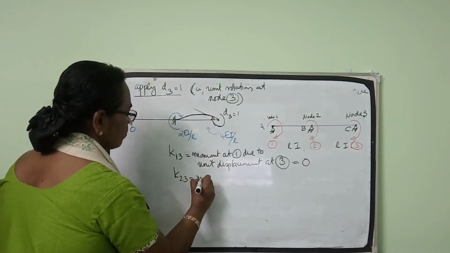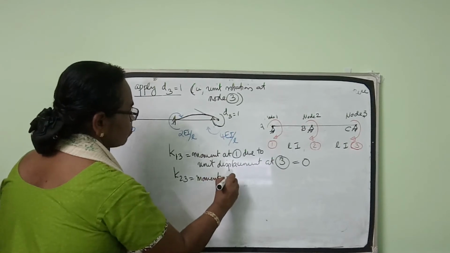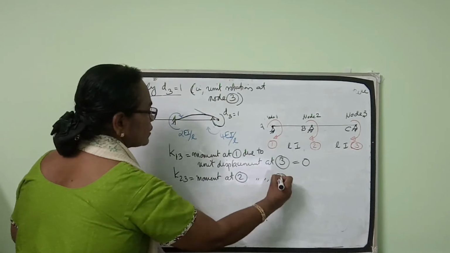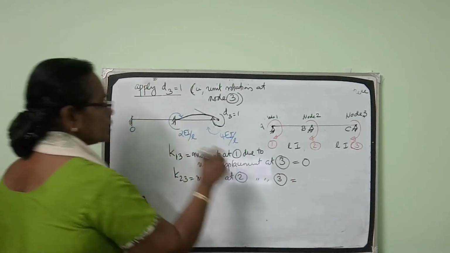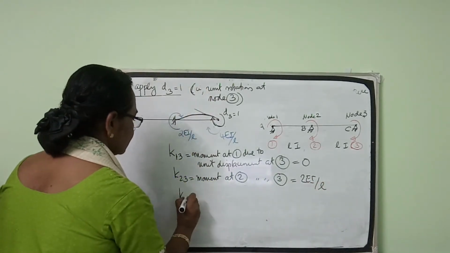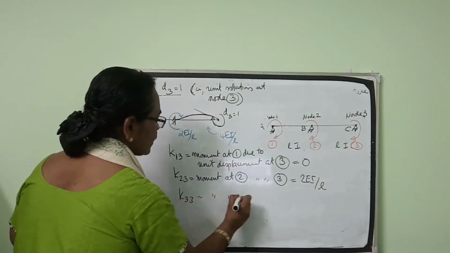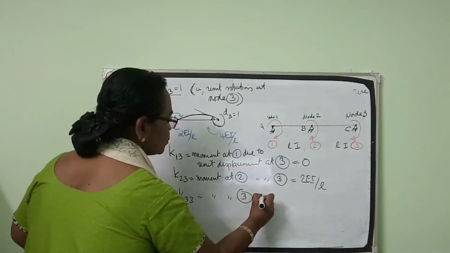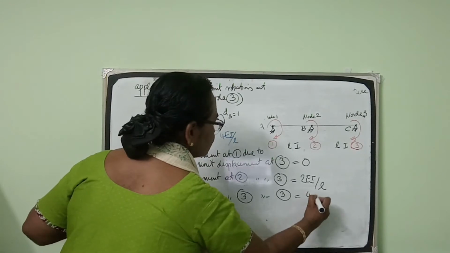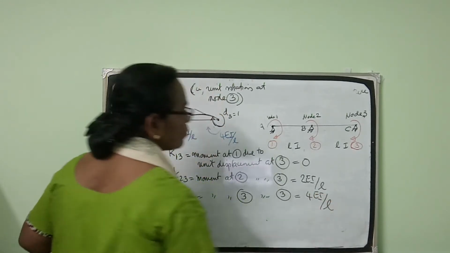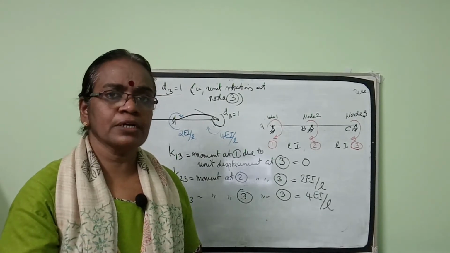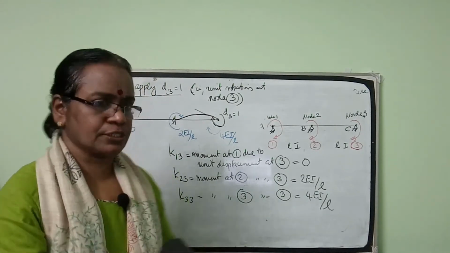K23 is moment at 2 due to unit displacement at 3. K23 is the moment here. It is 2 EI by L. And K33 is moment at 3 due to unit displacement at 3. That is equal to 4 EI by L. So now we have derived the third column also of the stiffness matrix. Now we will arrange it together.